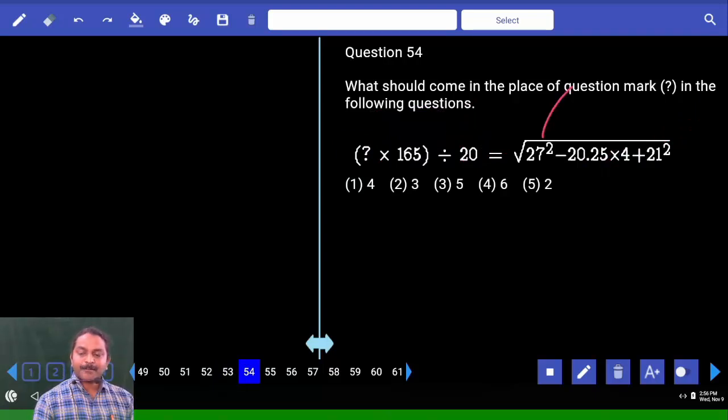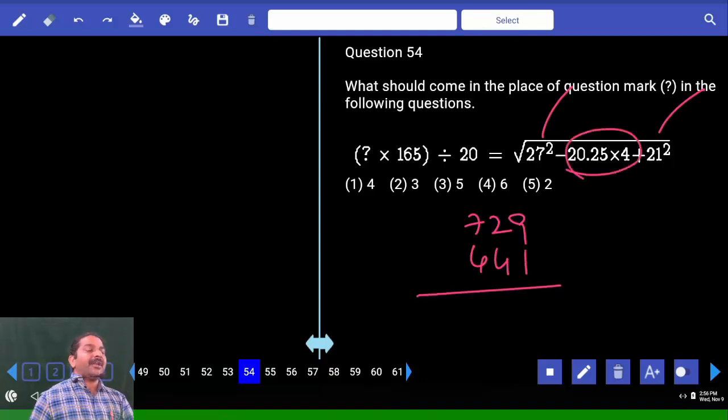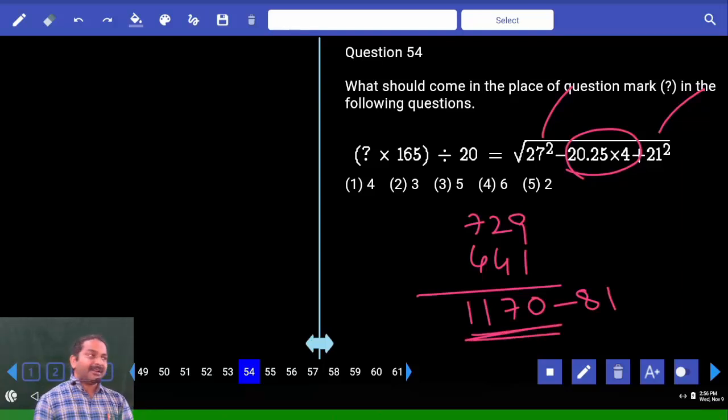27 square, 729. Other positive number, 21 square, 441. From this we have to subtract 20.25 4 times, which is 81. From this 81 must be subtracted. Subtract 100, add 19 later. 1070. Add 19 later.